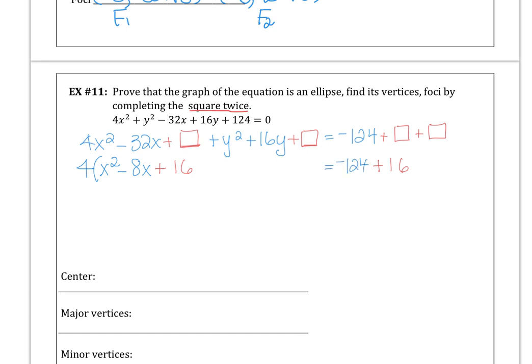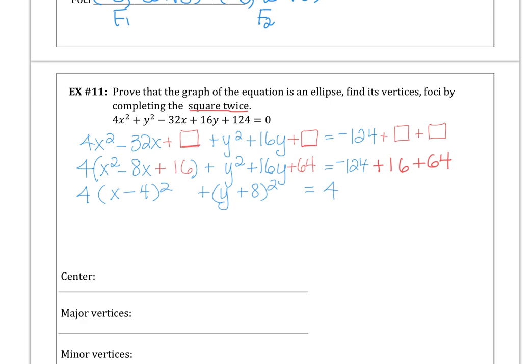Then the next term, we do have a positive 1. So completing the square again, half of 16 is 8. 8 squared is 64, so we want to add 64 to the left and to the right. Now we're going to factor both trinomials. So x minus 4 squared would be our first one, and y plus 8 squared would be the second one. And adding all of this up, what do we get? 4.